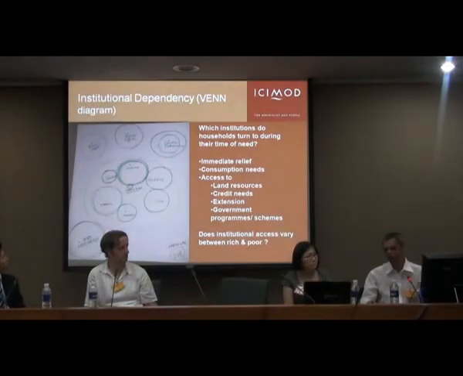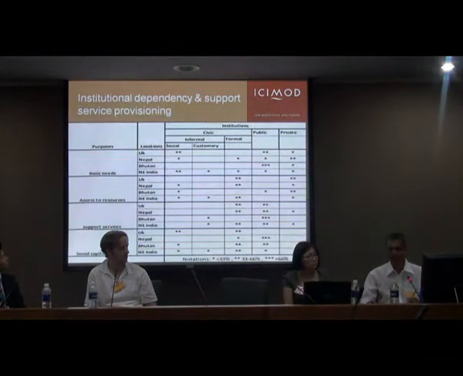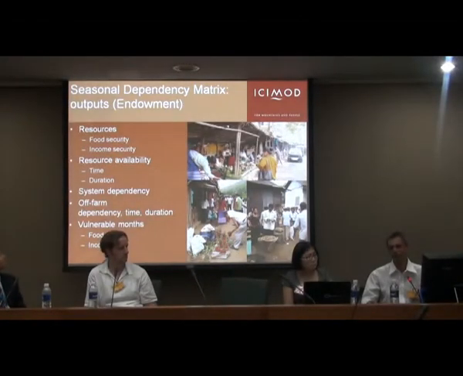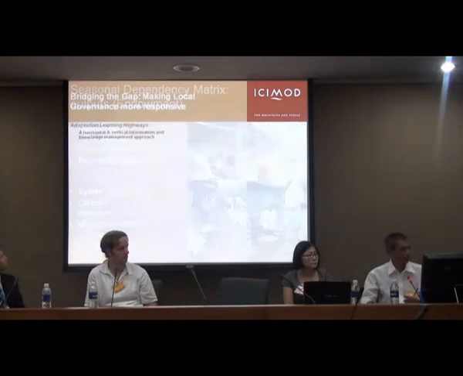When we look at institutional dependency, it clearly tells us which institutions there are, whether formal or informal, and what support services they give. Where are these available? Are they accessible for the communities? The last thing that we do is look at seasonal dependency on resources, in other words, the endowment. And this is very important if you want to assess the adaptive capacities of the communities.